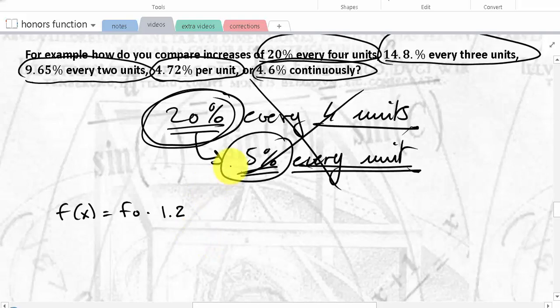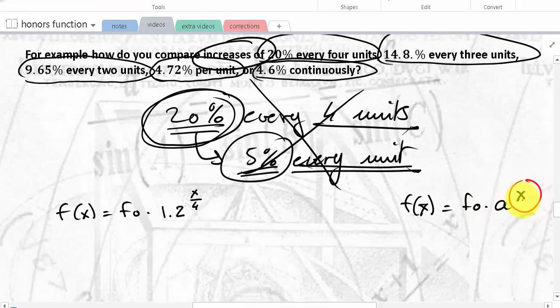20% increase, it's an increase after all, every 4 units, x over 4. And what is the equivalent per unit increase? Well, if you have a per unit increase, then f of x has to be equal to f naught times a to the x, right? This is where you see your frequency of increase, x over 1, per 1 unit. And so how can you go from here to there?